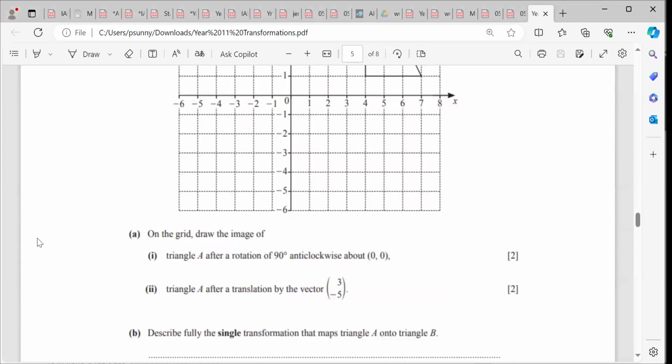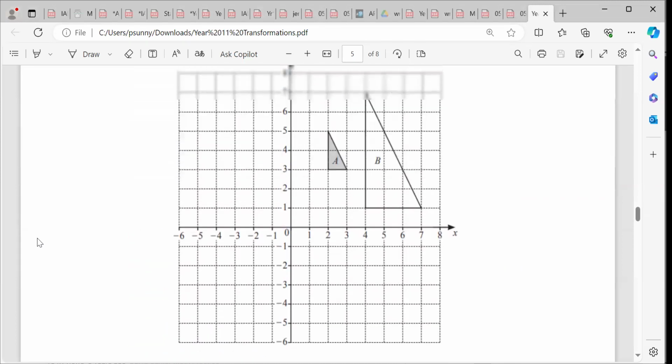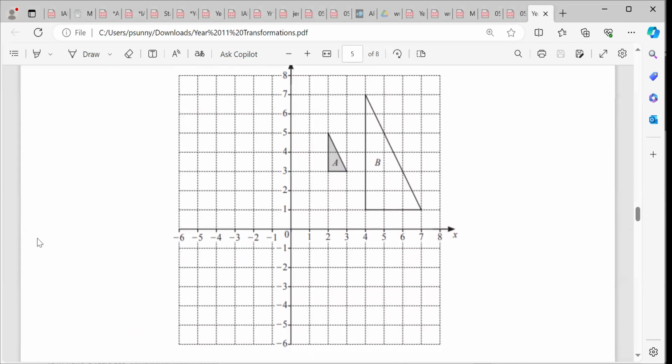Triangle A after translation by the vector 3, minus 5. Translation is easy.